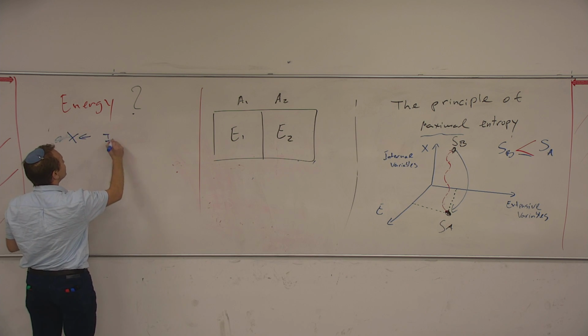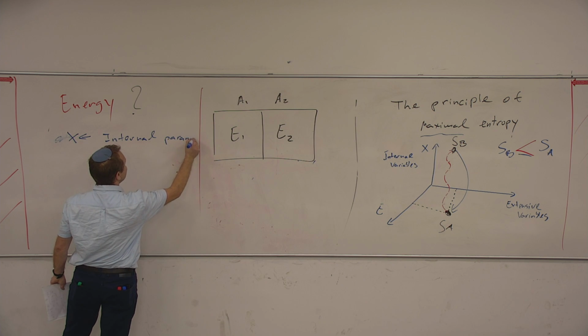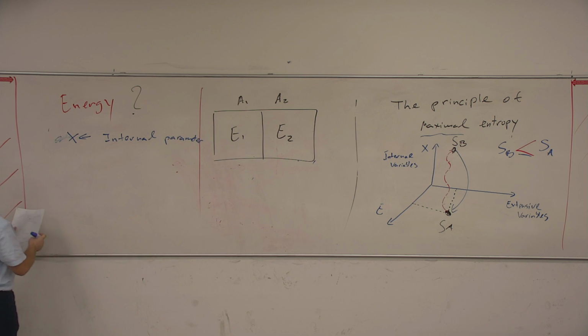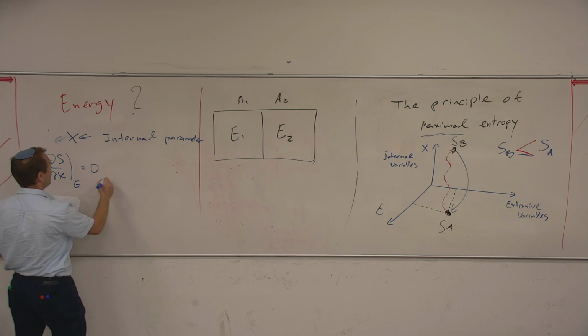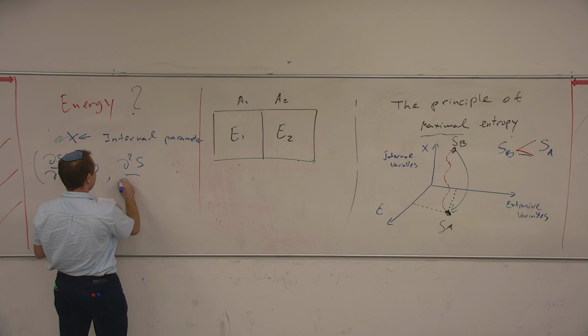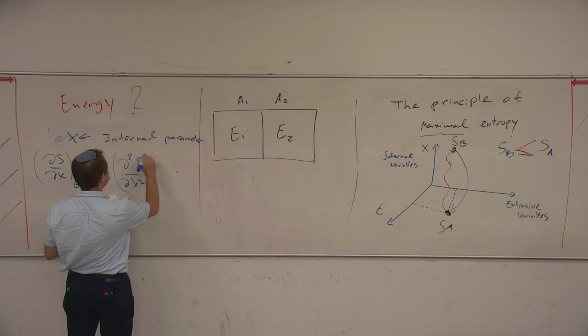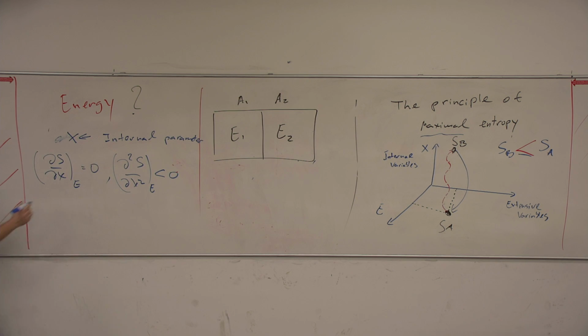So what do we know so far? x is the internal parameter. And we know that ∂S/∂x at fixed E equals 0. And we also know that the second derivative, ∂²S/∂x², with respect to E, is smaller than 0. So this is our maximal principle, and x is our internal parameter.